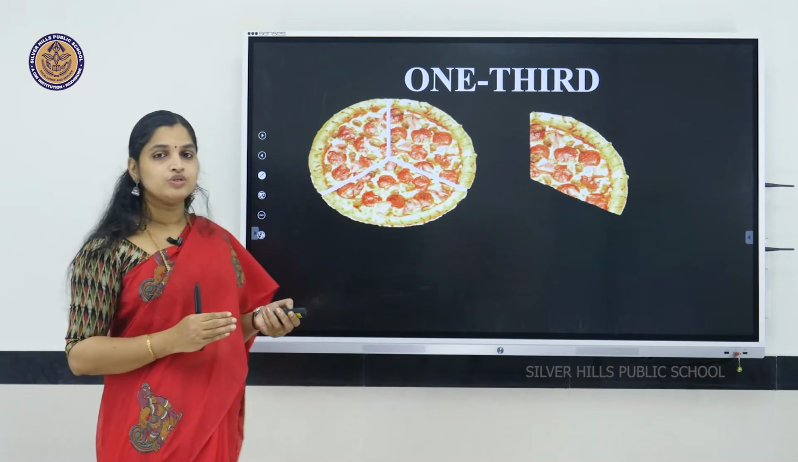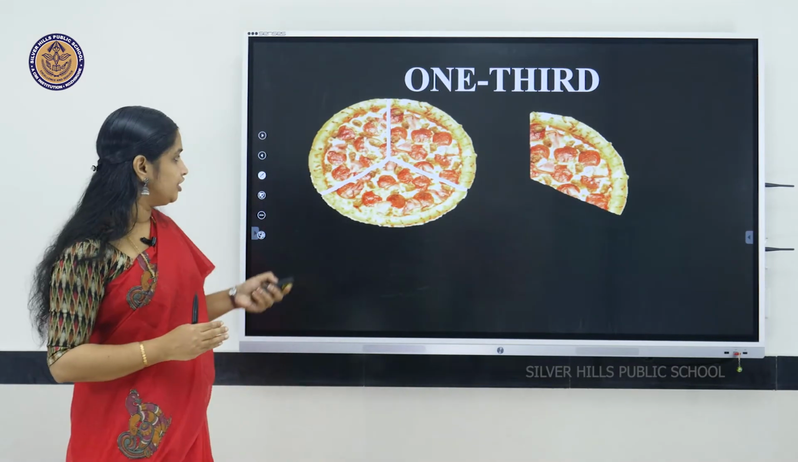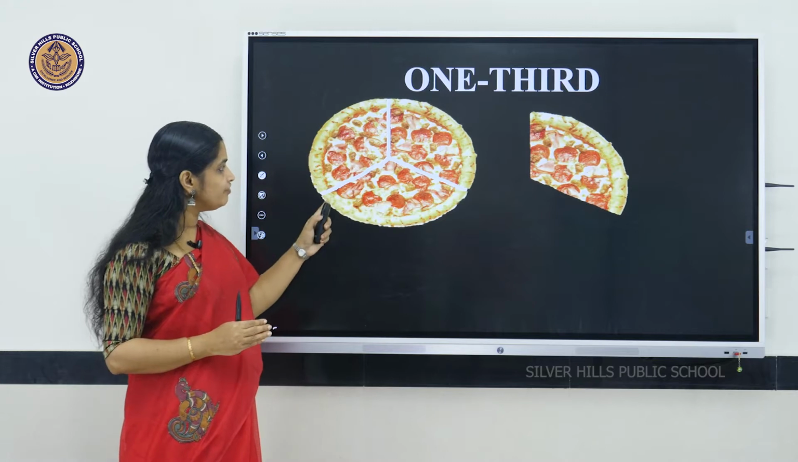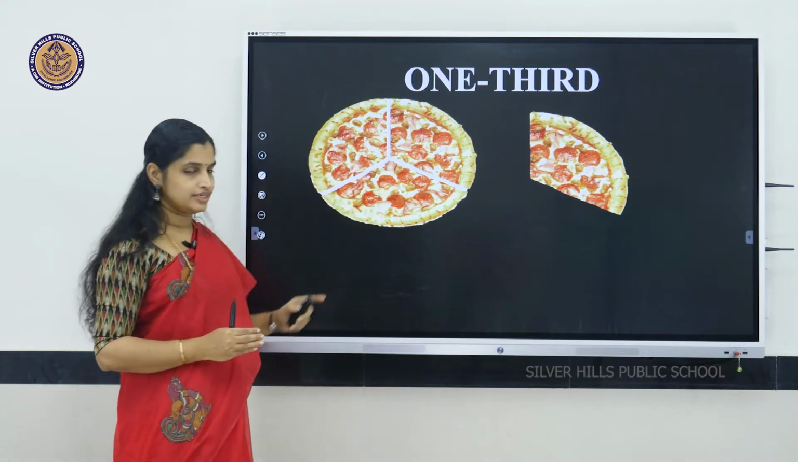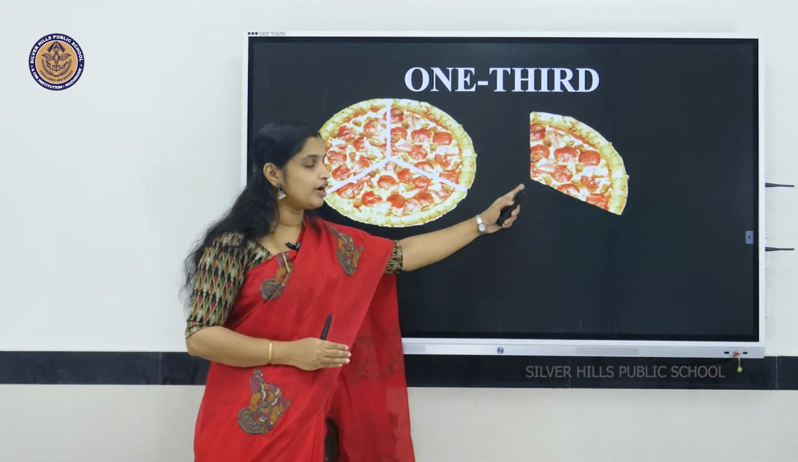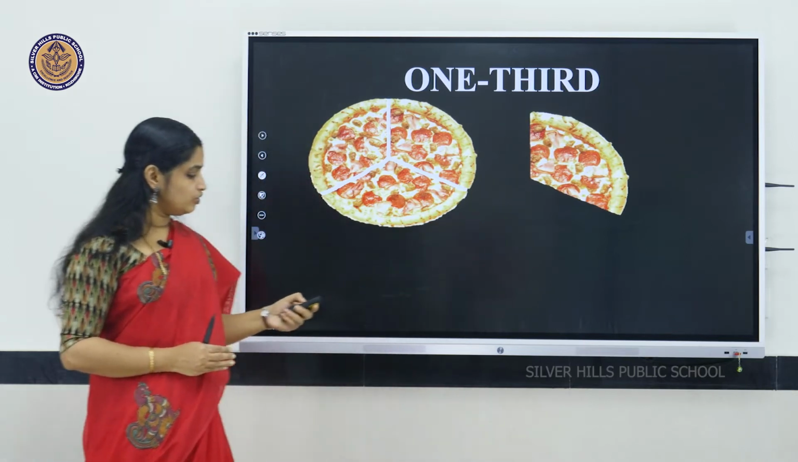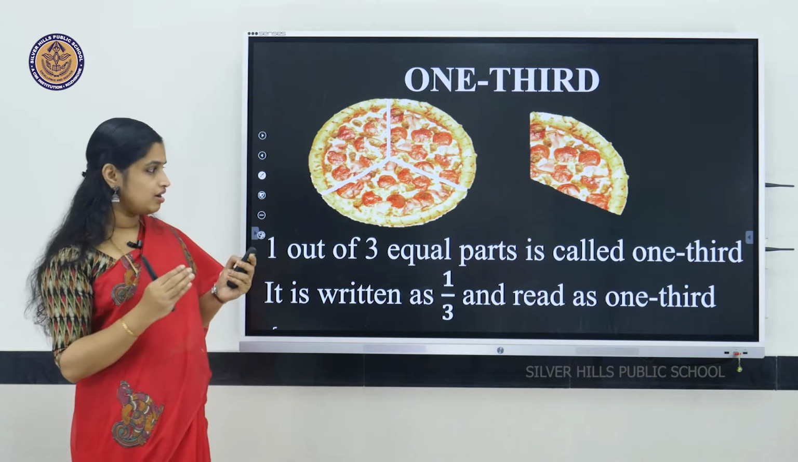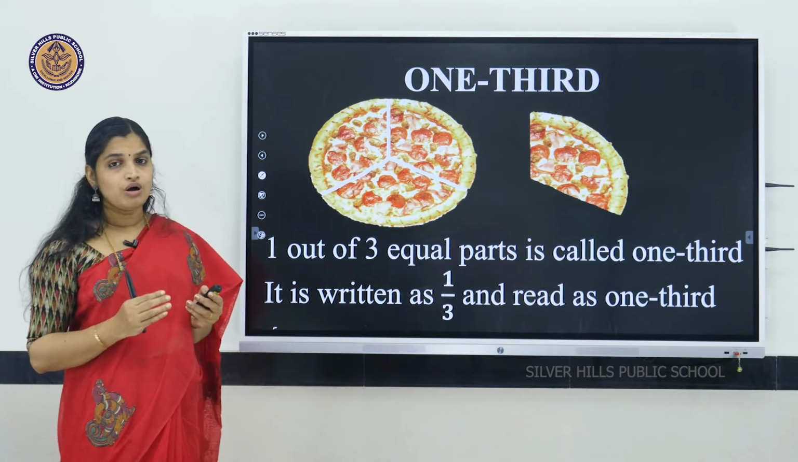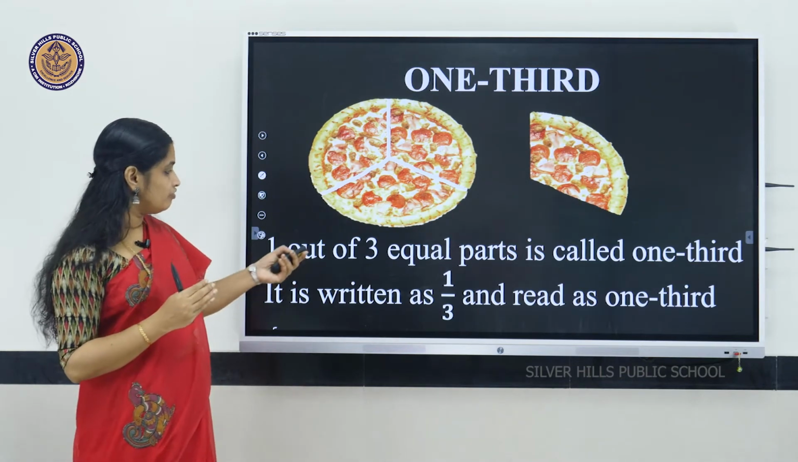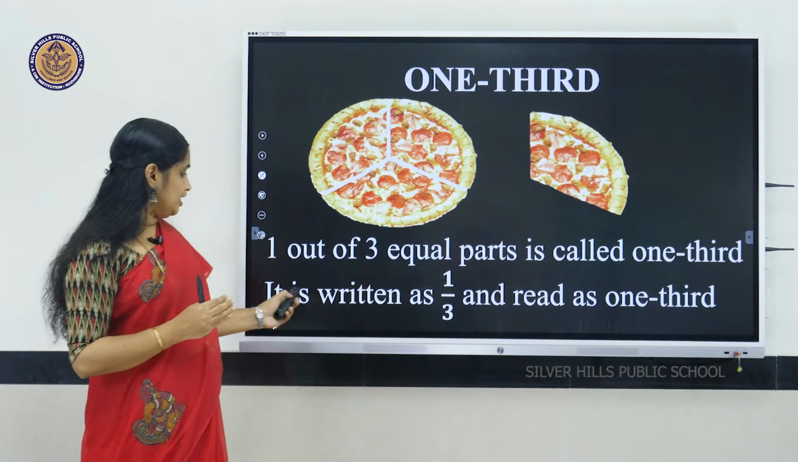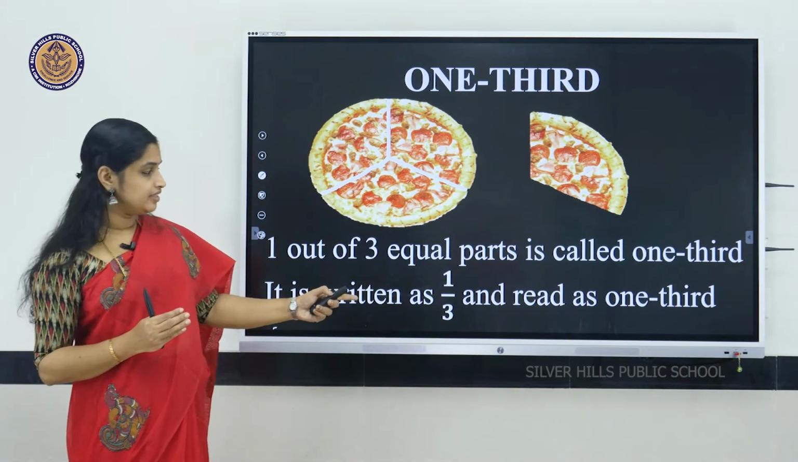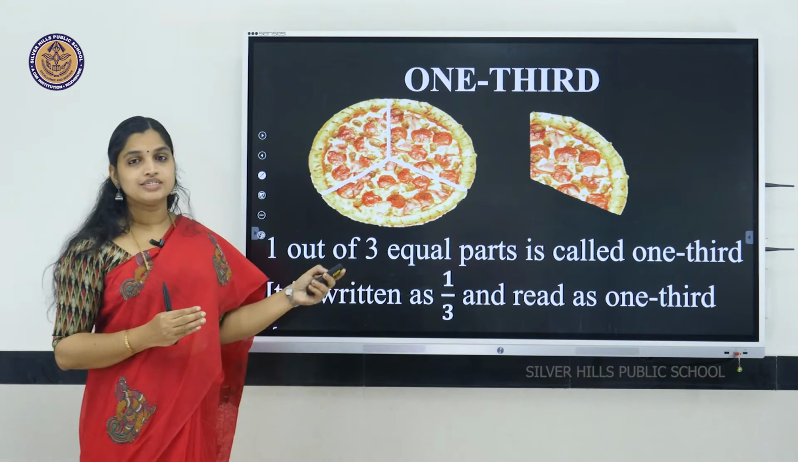Now next we are going to see what is 1/3. Here you can see the pizza is divided into 3 equal parts. Here you can find one part of that. So when we divide something into 3 equal parts, each part is called 1/3 or one third. It is written as 1/3 and read as one third.